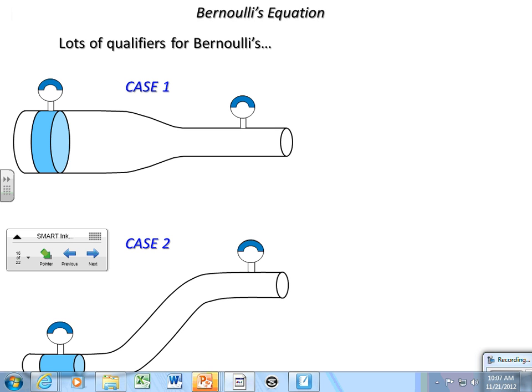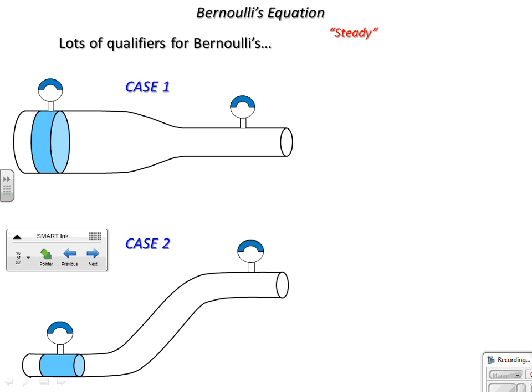Now we're going to have a bunch of qualifiers here for Bernoulli's equation to work. The flow has to be steady. Irrotational means that there's no swirling of the fluid; it just moves in straight lines. We already know what incompressible means: the density can't change. Non-viscous means the fluid isn't thick. Okay, a couple of cases.